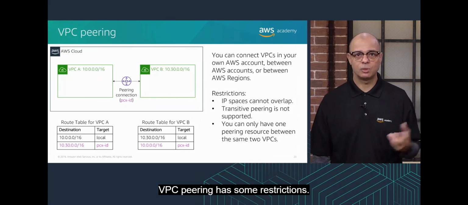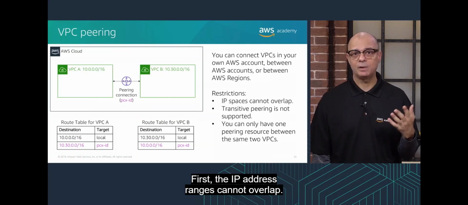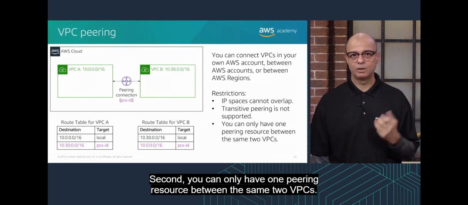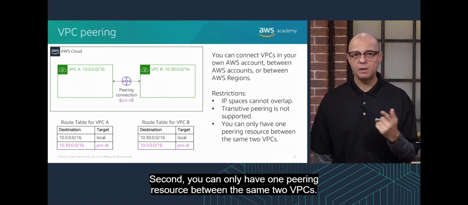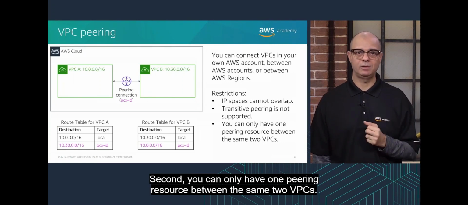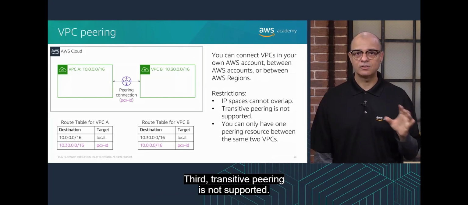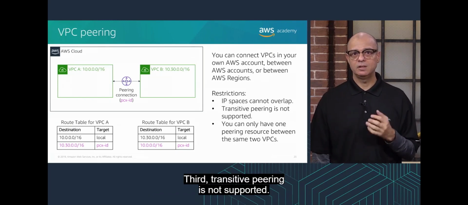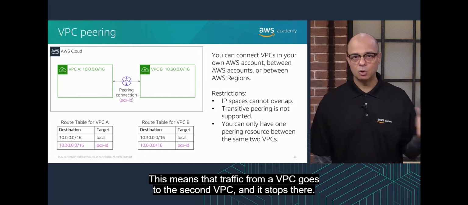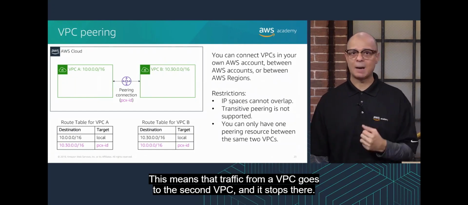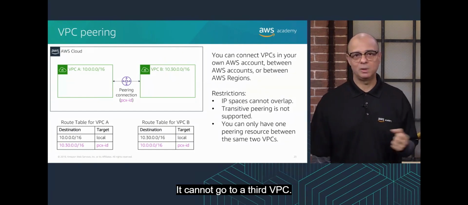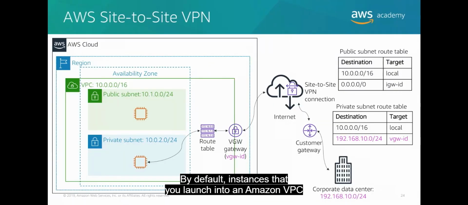VPC peering has some restrictions. First, the IP address ranges cannot overlap. Second, you can only have one peering resource between the same two VPCs. Third, transit peering is not supported. This means the traffic from a VPC goes to the second VPC and it stops there. It cannot go to a third VPC. By default, instances that you launch into an Amazon VPC cannot communicate with your own remote network.